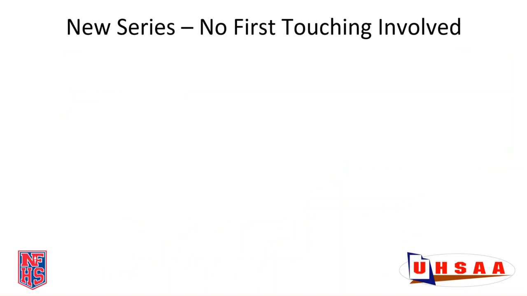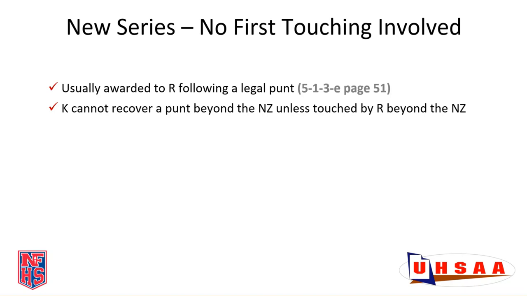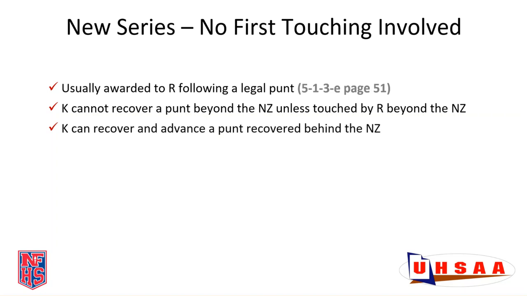Now, after a punt, a new series is going to be awarded. So we're going to cover this, first looking at where no first touching is involved. After a punt, the ball is usually awarded to R following a legal punt, and this is covered on page 51. K cannot recover a punt beyond the neutral zone unless touched by R beyond the neutral zone. But K can recover and advance a punt recovered behind the neutral zone.